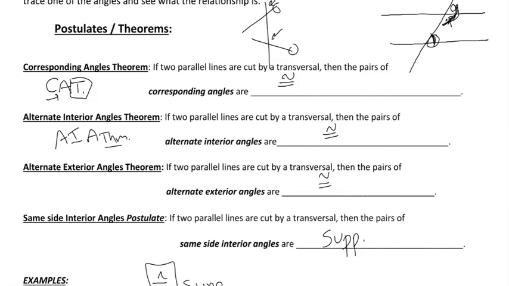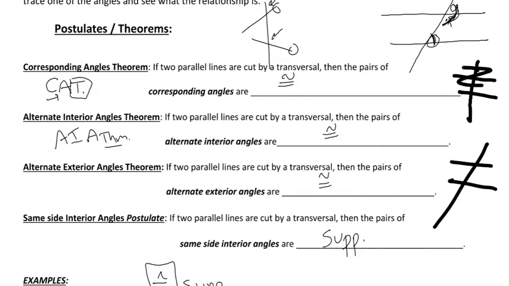If you ever forget that on a test or a quiz, draw two parallel lines, draw a transversal, and look at it. Whatever you do, don't draw your transversal perpendicular, because then you can't tell if they're congruent or supplementary. It's weird. So make sure you go over and actually draw it like that.